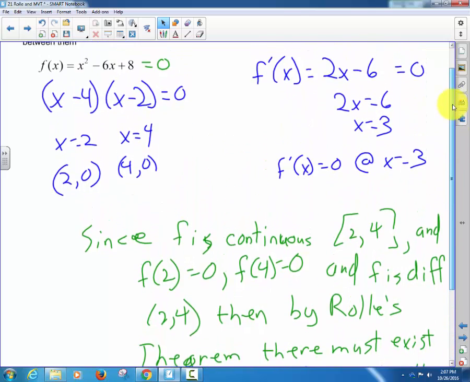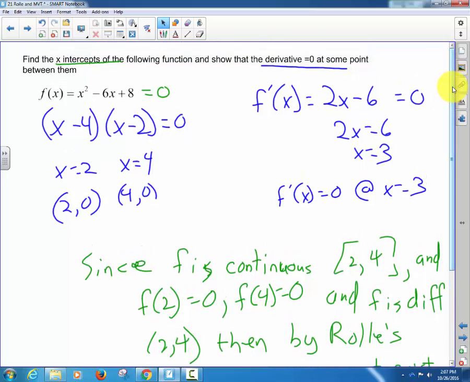Okay, so that's how you show that, okay? We've proved it down here, and we've found it right here. Okay? Let's look at another problem.